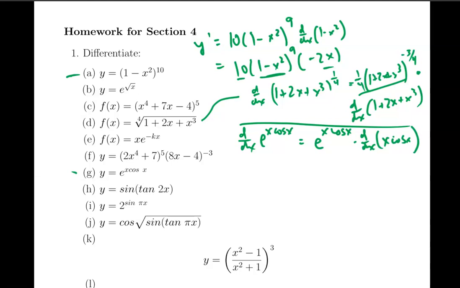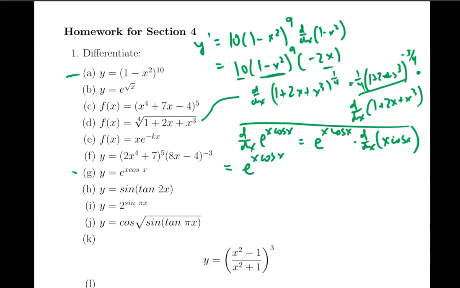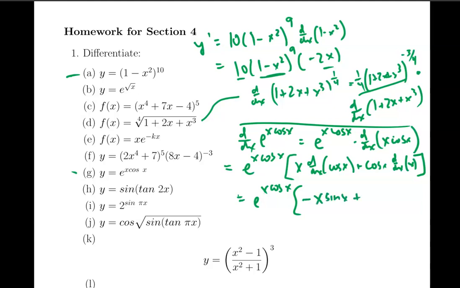Now be careful here when we do the derivative of the function. What do we have to make sure we take into account? Well, we have to make sure we take into account the product rule, right? Because we have a product. So don't be shy with the brackets and parentheses. Keep everything separate. So I have the first times the derivative of the second plus the second times the derivative of the first. And so this ends up being e raised to the x cosine x times minus x sine x plus cosine x, all in the brackets or parentheses.